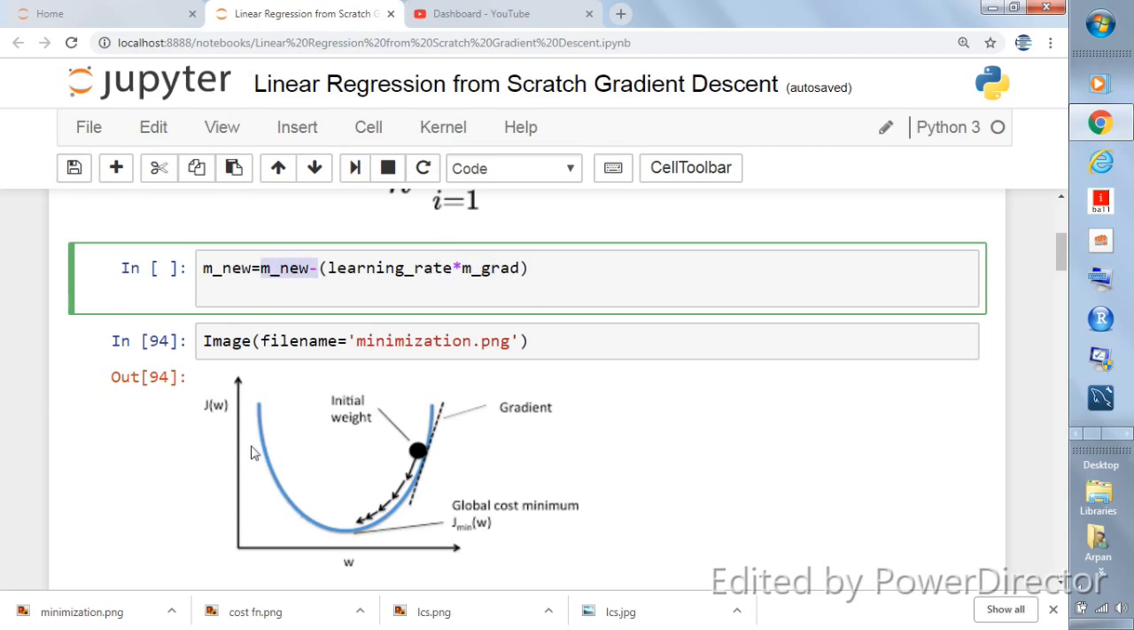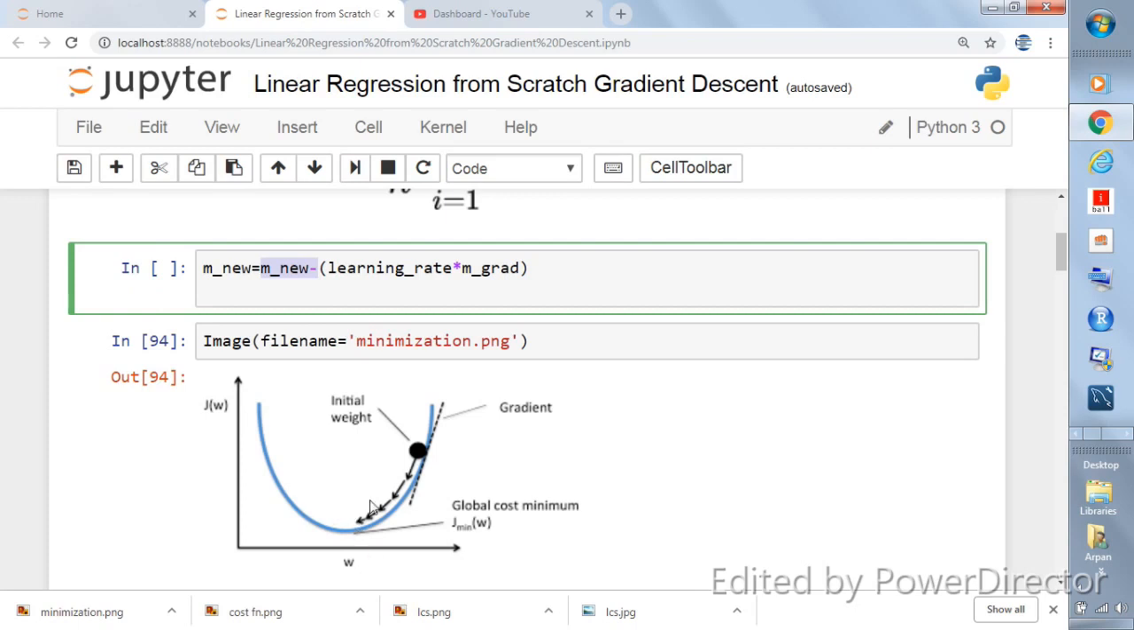If you are here, then m grad is negative, negative, negative, positive, so m new will be more than the initial value. So if we start from here, we will go towards here. We will start from here, we will go toward here. And in this way, with gradient descent, we can come near to this value.